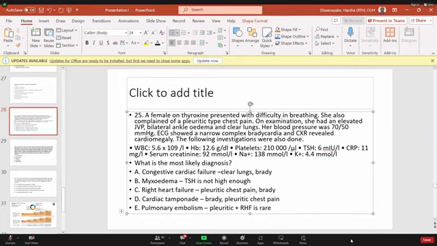So I don't know what the correct answer was, but my feeling is probably the TSH was wrong. I think TSH might have been higher. If that was the case, I would mark myxedema.